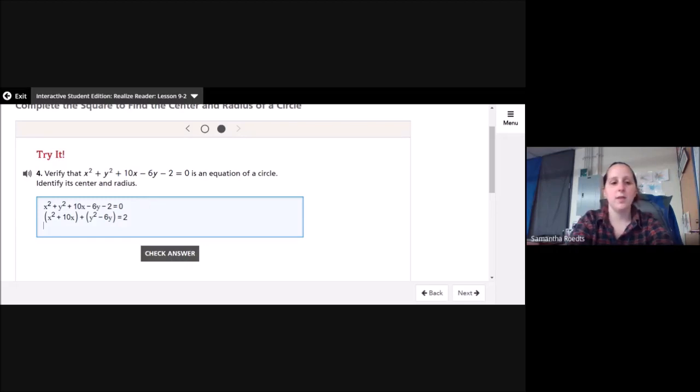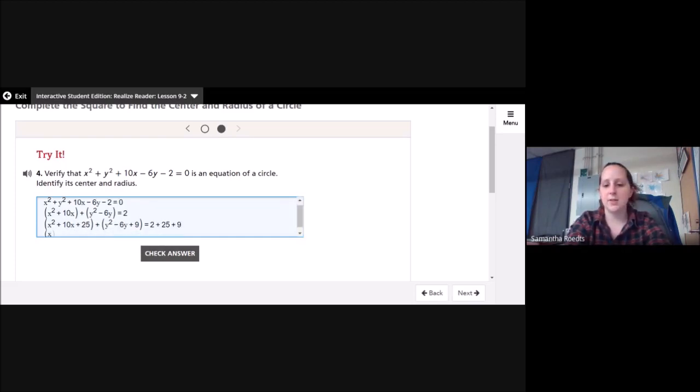All right, so when I do that, I take half the x term and then I square it. So half of 10 is 5. 5 squared is 25. So x squared plus 10x plus 25 plus y squared minus 6y. Half of 6 is 3, and then squared is 9. So plus 9 equals 2 plus 25 plus 9.